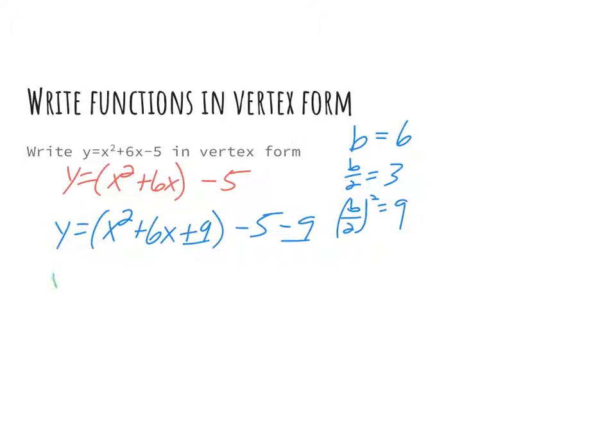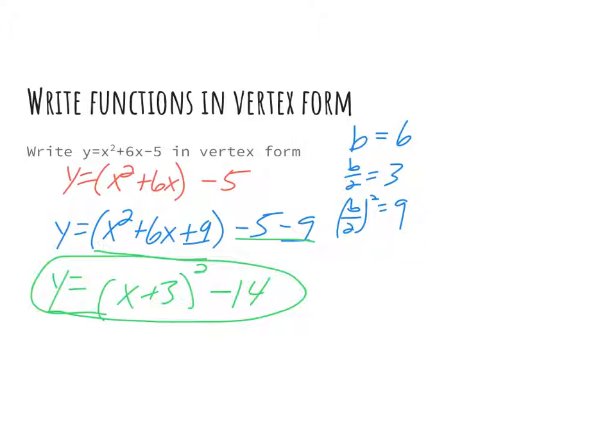And when I do that, I can factor the parentheses, being (x plus 3) squared. And then I've got negative 5, or minus 5 minus 9. That's going to get me a minus 14. This is in vertex form. So the main point here is to complete the square, whatever I add inside the parentheses, I have to make sure I subtract outside of the parentheses to keep the equation equivalent to what it was before.